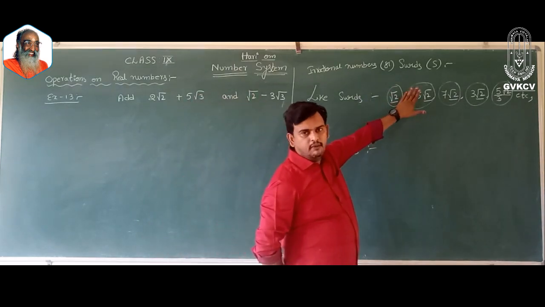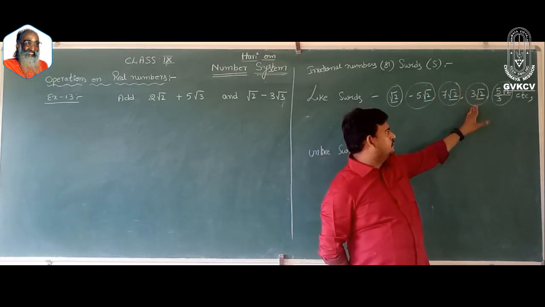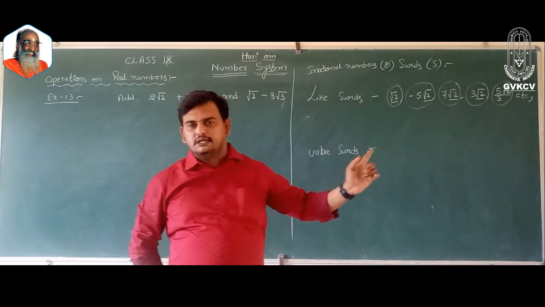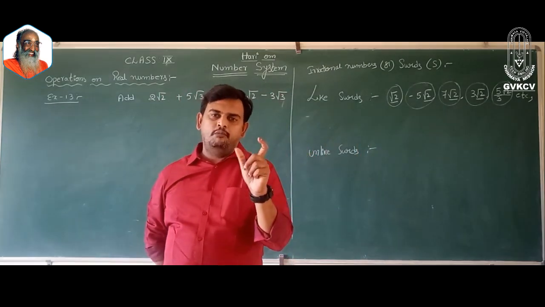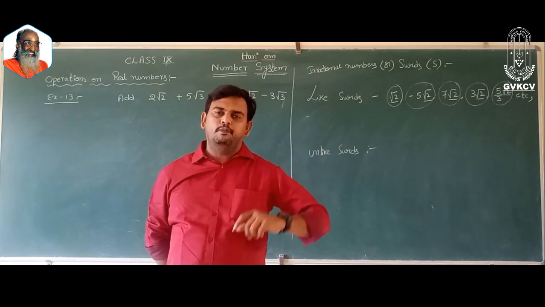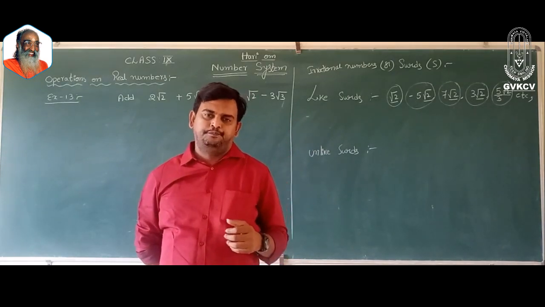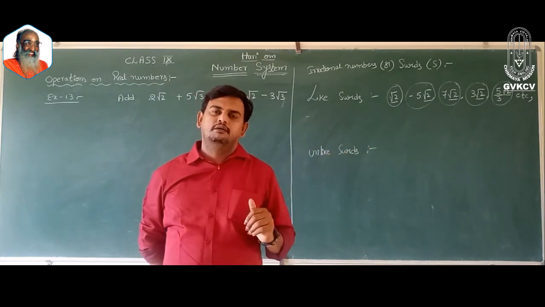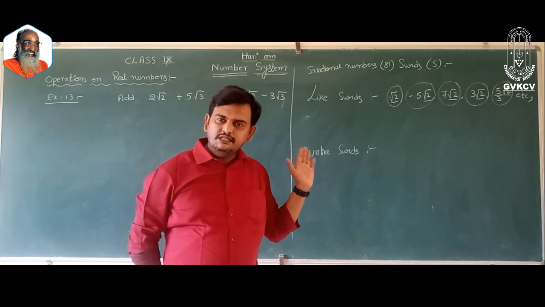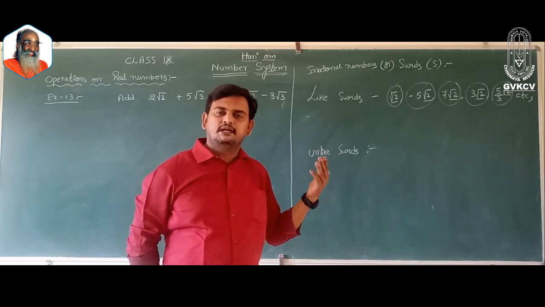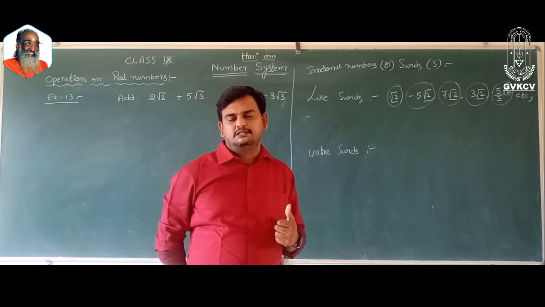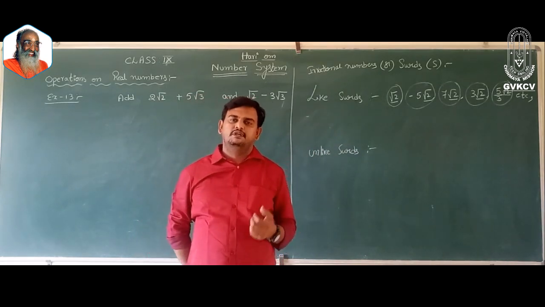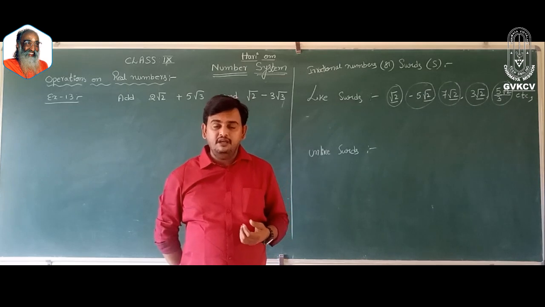So, root 2, minus 5 root 2, 7 root 2, 3 root 2, 5 root 2 by 3, etc. In all these irrationals, we have a common value, that is root 2, the irrational part. Everywhere the irrational part is common, so these surds are called like surds. These surds we can add and subtract very easily.